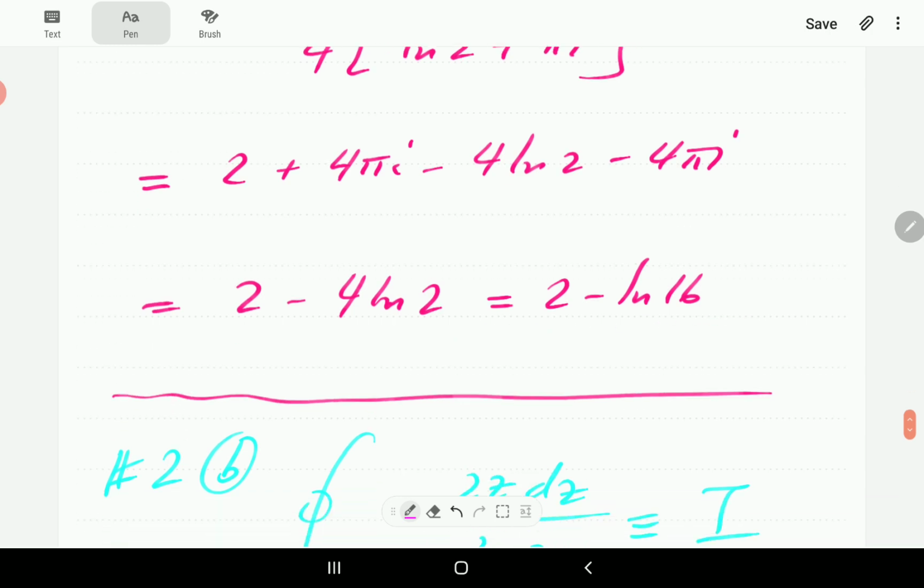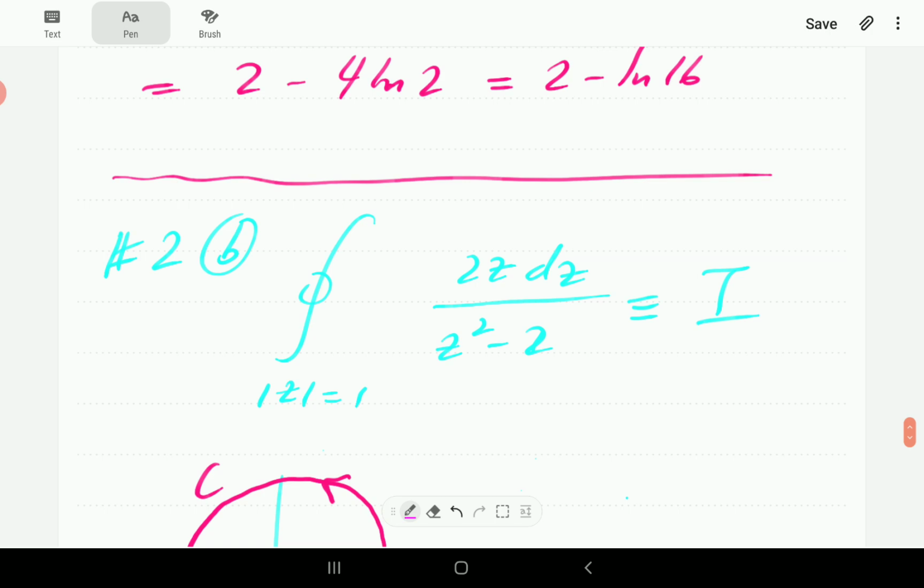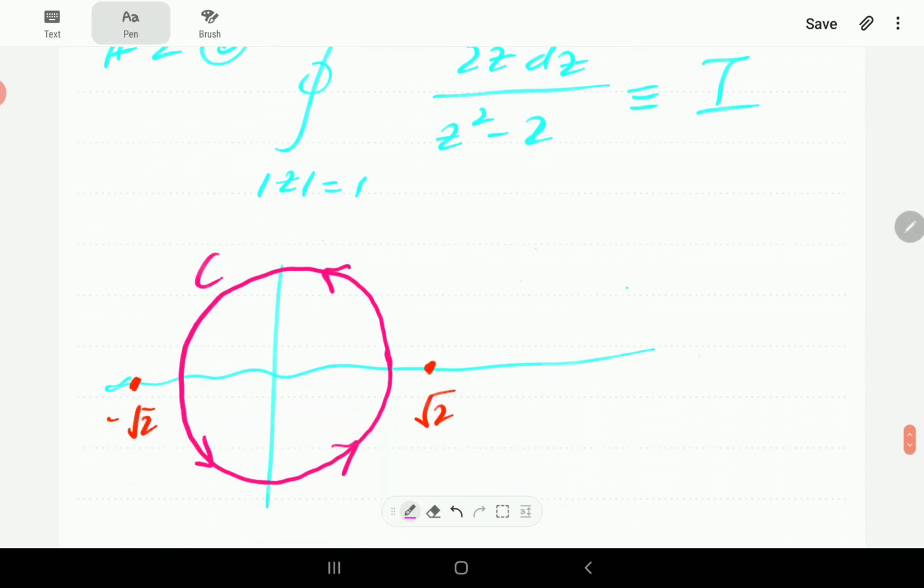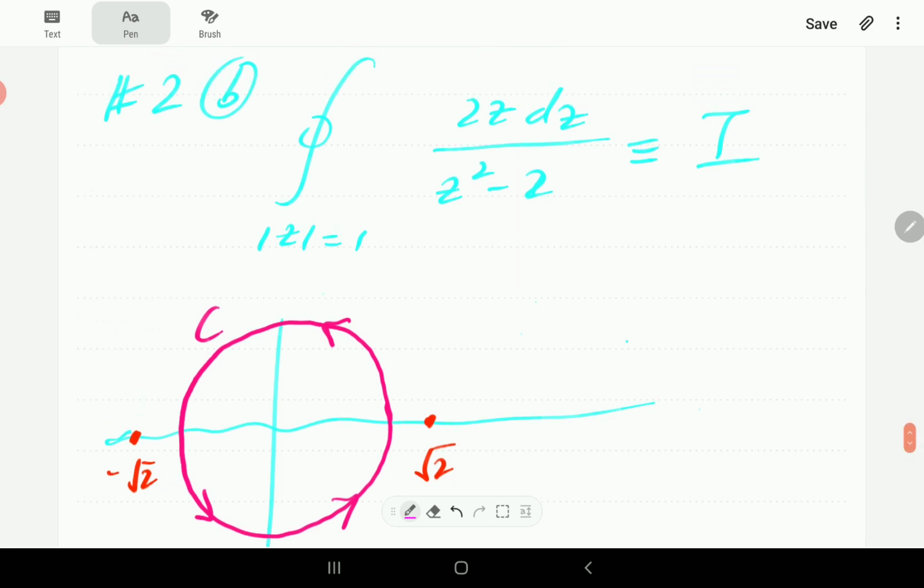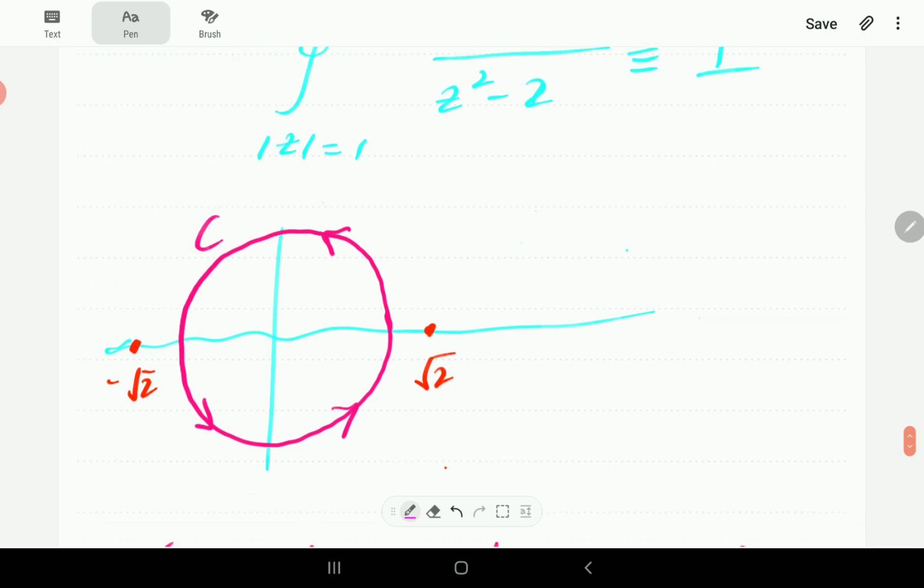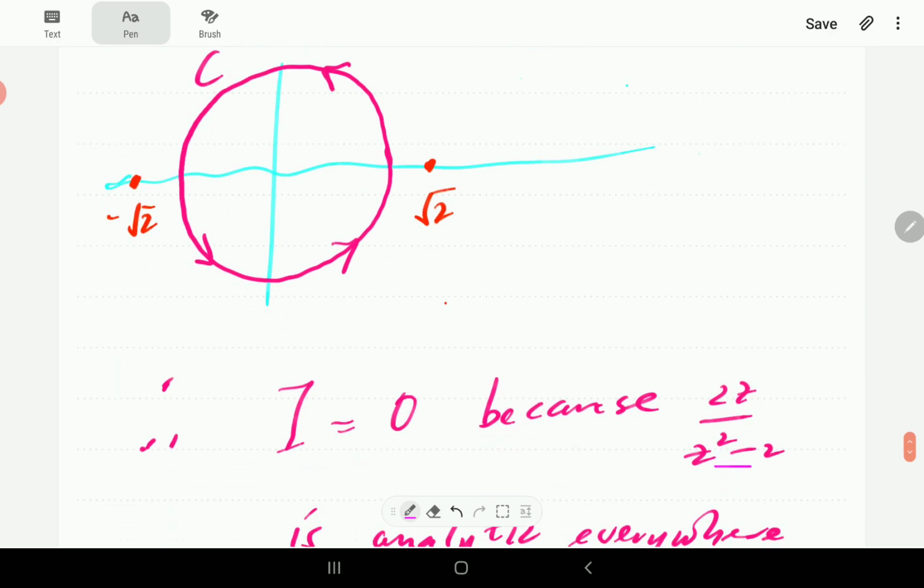For part b of number 2, we have this function here, which we said is singular at plus or minus root 2. But we're integrating this around the circle mod z equals 1. Now you can see that along this circle and inside the circle, the function is analytic because it's only singular here. And so by Cauchy's integral theorem, the value of this integral is going to be 0.